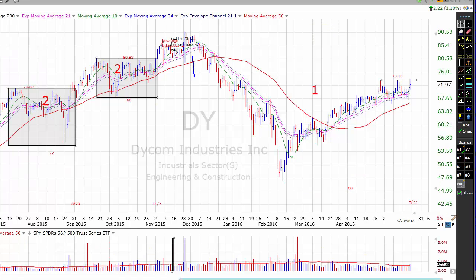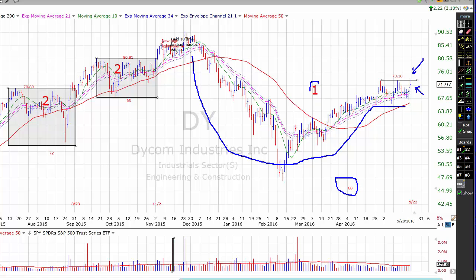Friday, Dycom Industries, which provides engineering, construction, maintenance, and installation services for the telecommunication providers, tried to break out of this cup and handle base with a pivot point in the 73.18 range. We tried and failed, closing below that level. Watch for it to try to break out again this week. Dycom gets a 68% checklist rating.